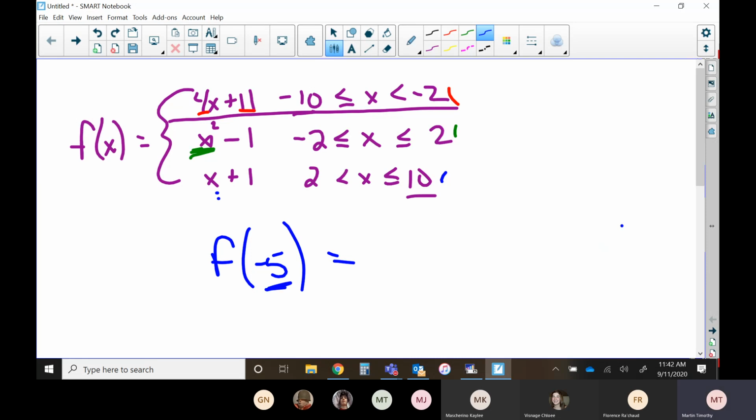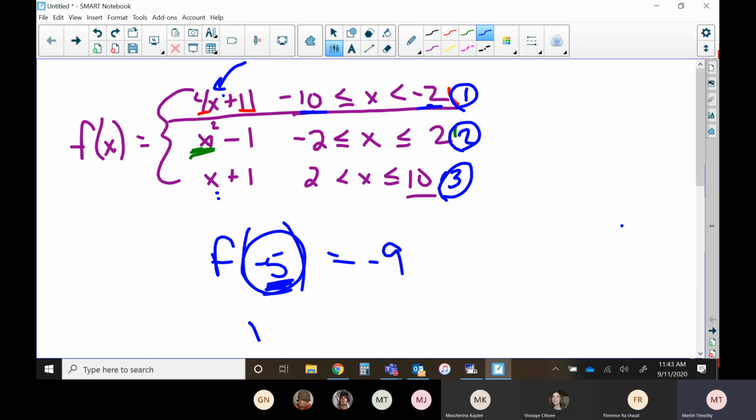Yes? Does -5 work in piece 1, piece 2, or piece 3? Where is -5 good for? Well, is -5 between -10 and -2? So what does that mean I'm going to plug the -5 into? The top equation. And you would plug it in. -5 times 4 is -20. -20 plus 11 would be -9.